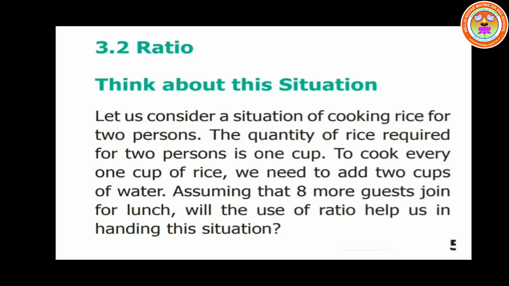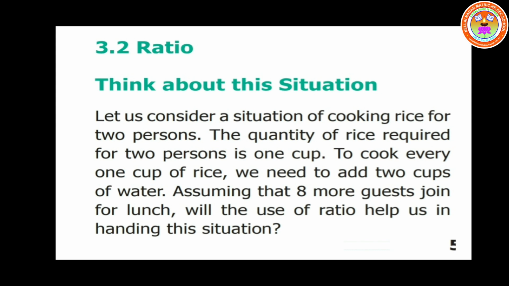Just look into this. Let us consider a situation of cooking rice for 2 persons. So the quantity of rice required for 2 persons is 1 cup. Okay, children. Now to cook every 1 cup of rice we need to add 2 cup of water. You could have seen that your mother when she was cooking a rice in the rice cooker, if 1 cup of that is for example 1 glass of rice, to cook the rice she has to add enough quantity of water.